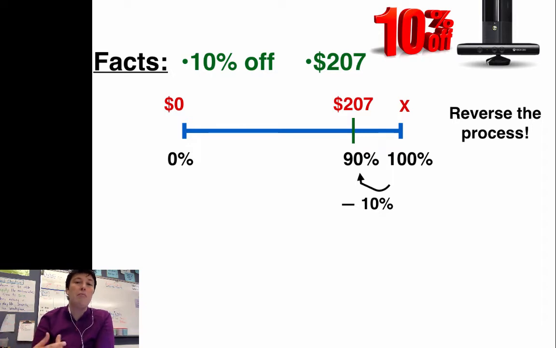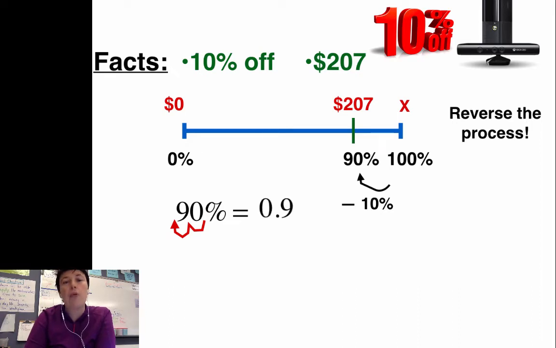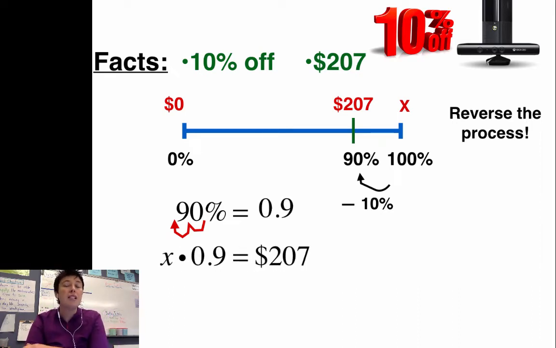In algebra, we say mystery numbers are x. So we're trying to solve for that x on the number line. Now, 90% as a decimal is 0.9, when you move the decimal over, so 0.90 or 0.9. And what I'm going to do with that 0.9 is realize that when I times the price of my Xbox times 0.9, I get my sale, $207.